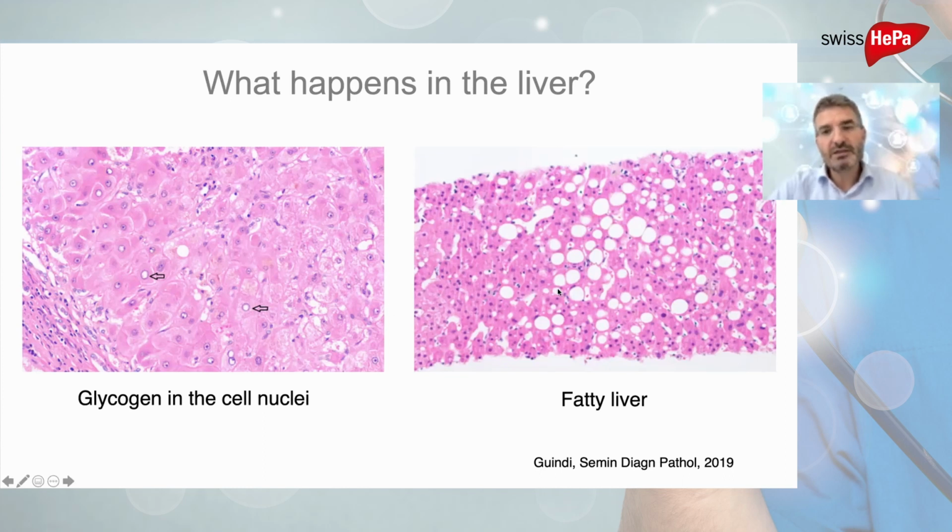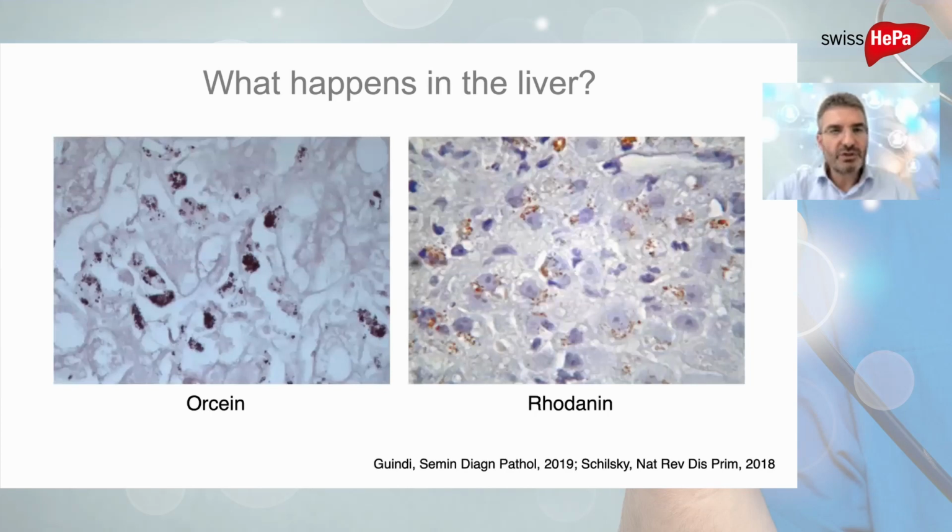Another feature is also the presence of a fatty liver. You see these white vesicles are much bigger than glycogenated nuclei, and they correspond to the accumulation of triglycerides. To be more precise, there are special stainings. You see here on the left side orcein, and on the right side rhodanine. When these special stainings show accumulation, this is compatible with the presence of an excessive quantity of copper in the liver.